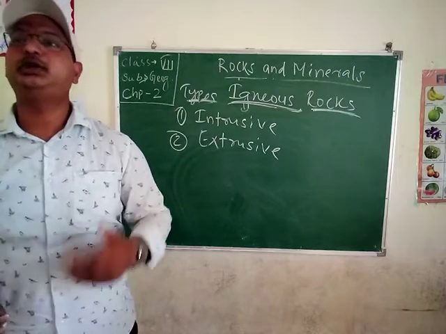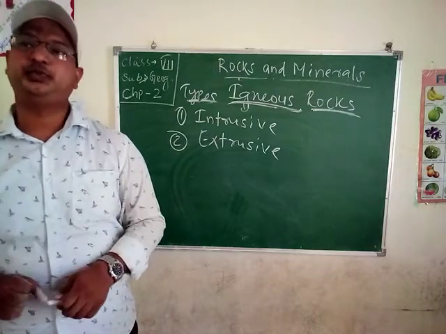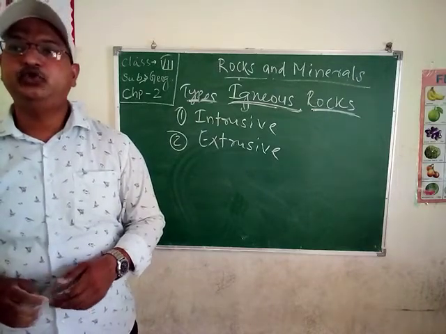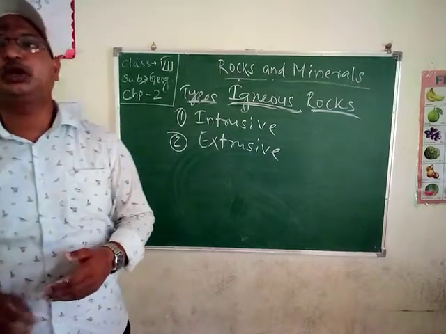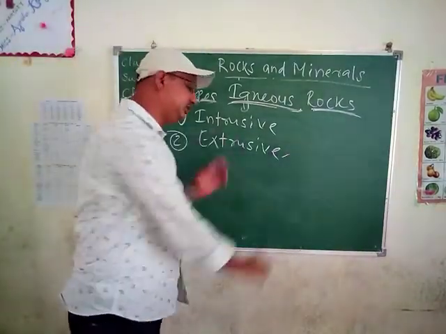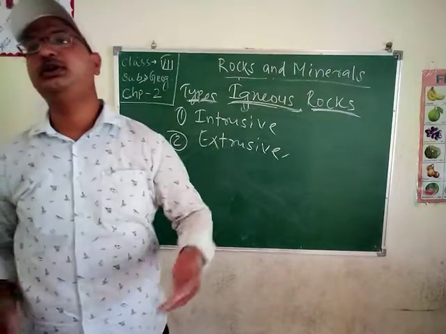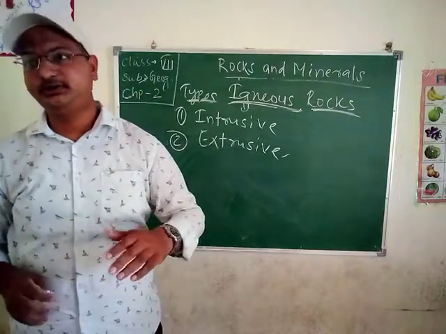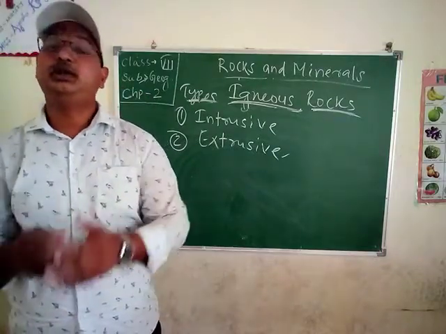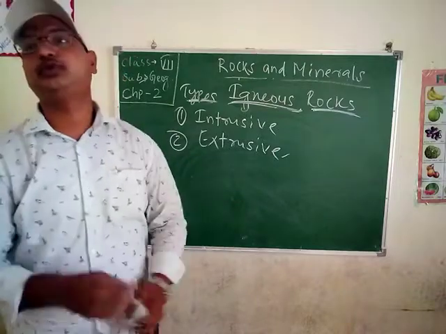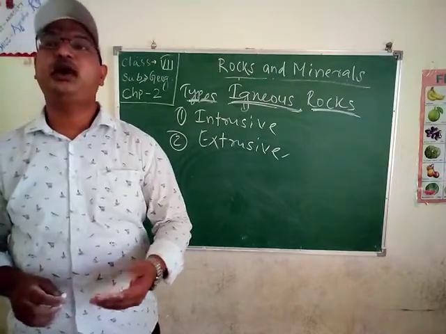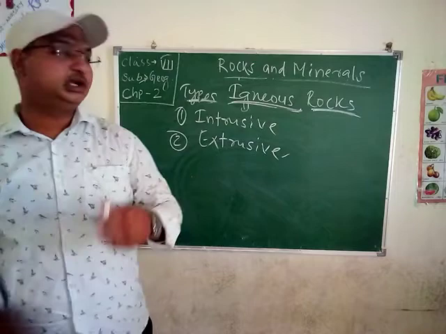When the red molten magma comes on the surface of the earth, it cools down rapidly and forms rocks, which are called the extrusive rocks. Friends, when the magma comes up and solidifies and the rocks are formed, that is called the extrusive rocks, and they have a very fine grained structure. Basalt is an example.